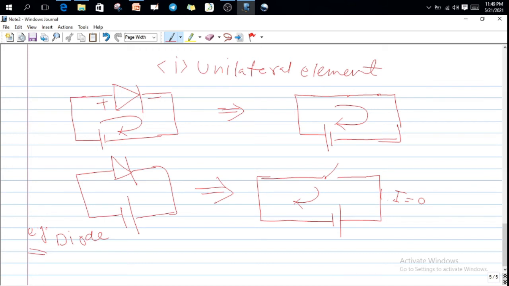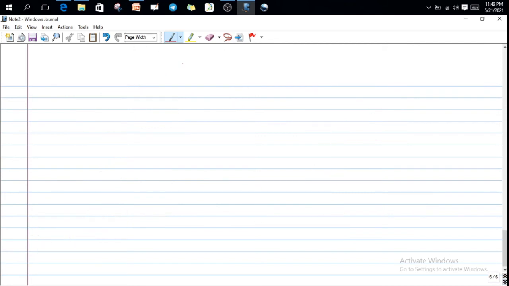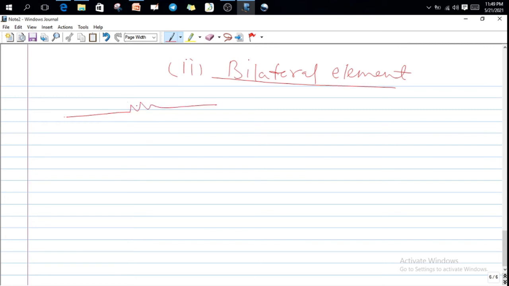Next, we will understand about the bilateral element. What are the bilateral elements? Bilateral elements are those elements in which we get the characteristics with the current in either direction. Either direction means both directions we are going to get the characteristics. For example, what are the examples for that? One resistor is there.